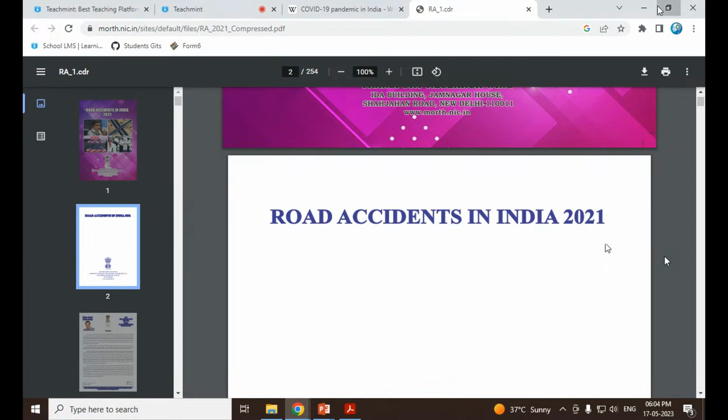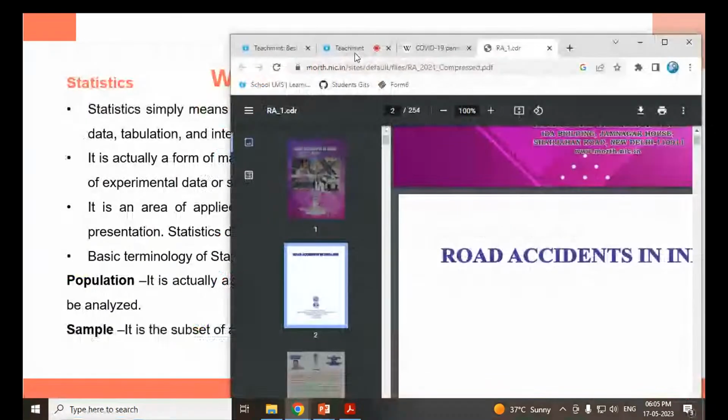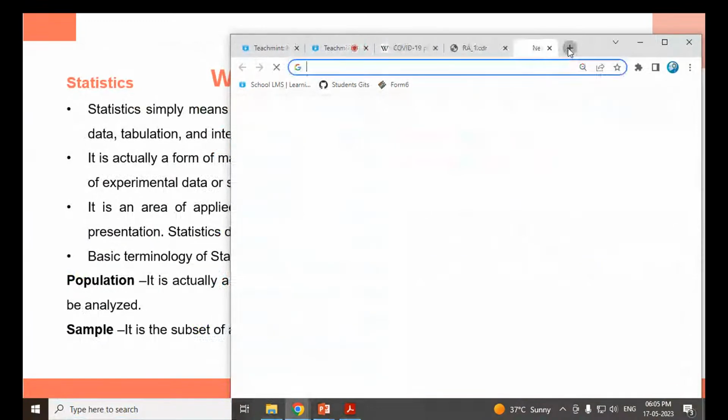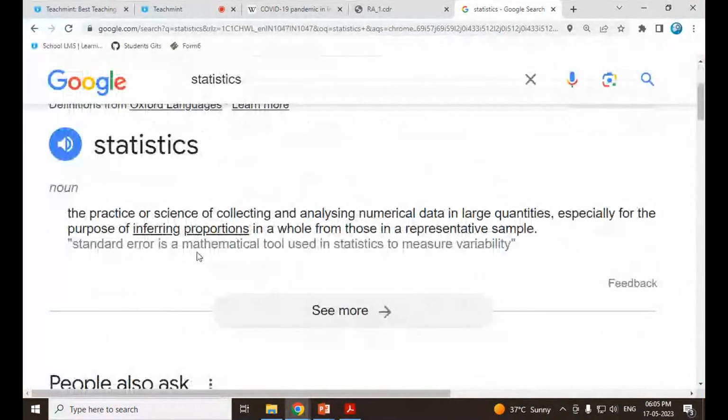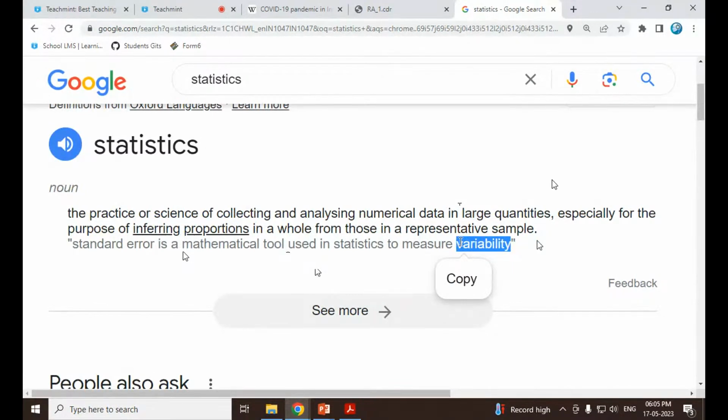Have a look at statistics. I hope all of you have understood the meaning of statistics. The practice or science of collecting and analyzing numerical data in large quantities, especially for the purpose of inferring proportions in the representative samples. The standard error is a mathematical tool used in statistics to measure variability. Do you understand this keyword? I hope all of you can see.